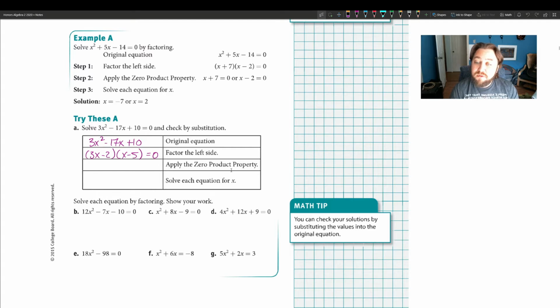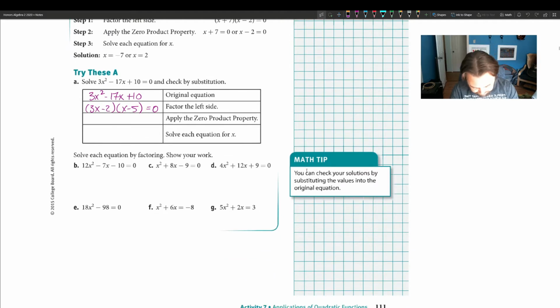So we're going to take our factored quadratic, and now we're going to apply the zero product property. This is where things get a little bit interesting. I'm going to say 3x minus 2 equals 0, and also x minus 5 equals 0. I don't know why I put the parentheses on that; you don't need them. And we're just going to solve that.